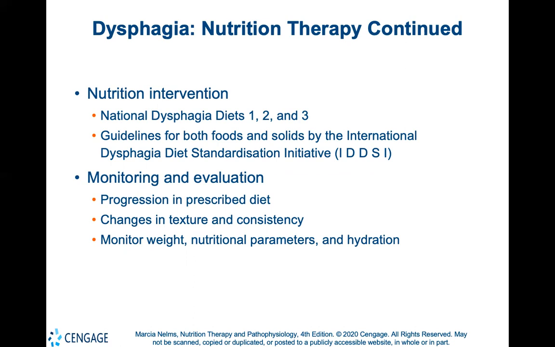Please review Table 14.12, which outlines the foods allowed on each level of the National Dysphagia Diet and the recommendations from IDDSI. Depending on the origin of the patient's dysphagia, tolerance of an oral diet may improve with treatment. The RDN with other healthcare team members will reevaluate the ability of the patient to progress in use of the prescribed diet. Patients' weight, nutritional parameters, and hydration should be monitored closely to ensure adequacy of nutritional intake.